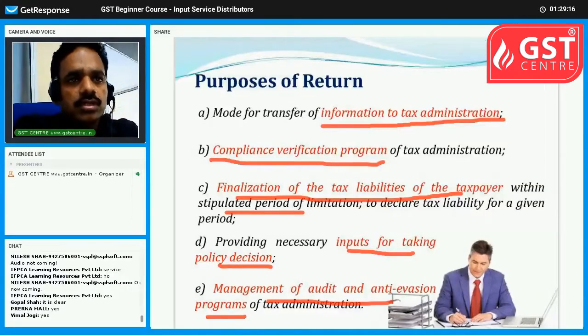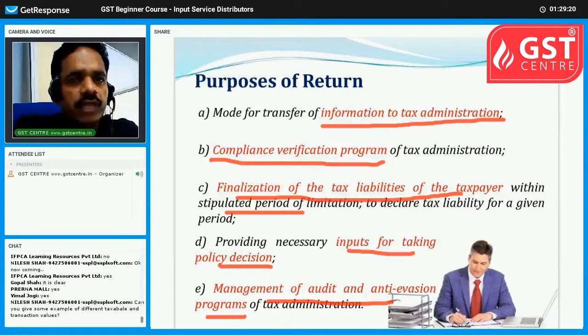We have covered returns. What are the purposes of return? It is an information to tax authorities, it is a compliance verification program, and it is a finalization of the tax liability for the taxpayer for a period. It is also useful for government to take various policy decisions and to take anti-evasion programs. If a person has withdrawn some goods from his business, as per the GST Act, it should be taken as supply.